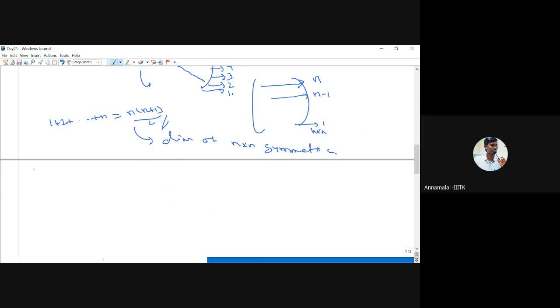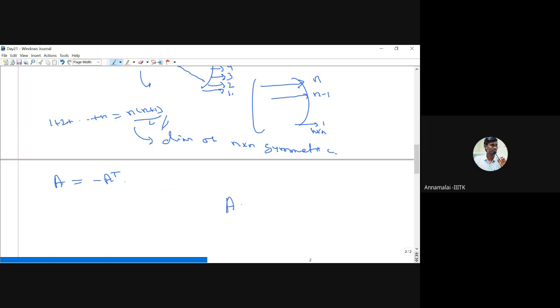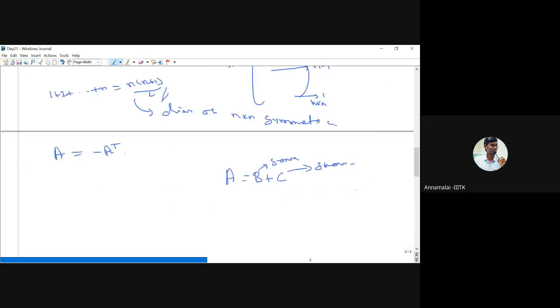And then what is the dimension of skew symmetric matrices? Skew symmetric means what? A equal to minus A transpose. But already we know that given any matrix, we can write it as the sum of a symmetric plus a skew symmetric matrix. So this B is the symmetric part, and this C is the skew symmetric part. And there is no matrix which is both symmetric and skew symmetric except the zero matrix. Therefore, the dimension of the whole is the dimension of this plus the dimension of this. So therefore we need the dimension of C.